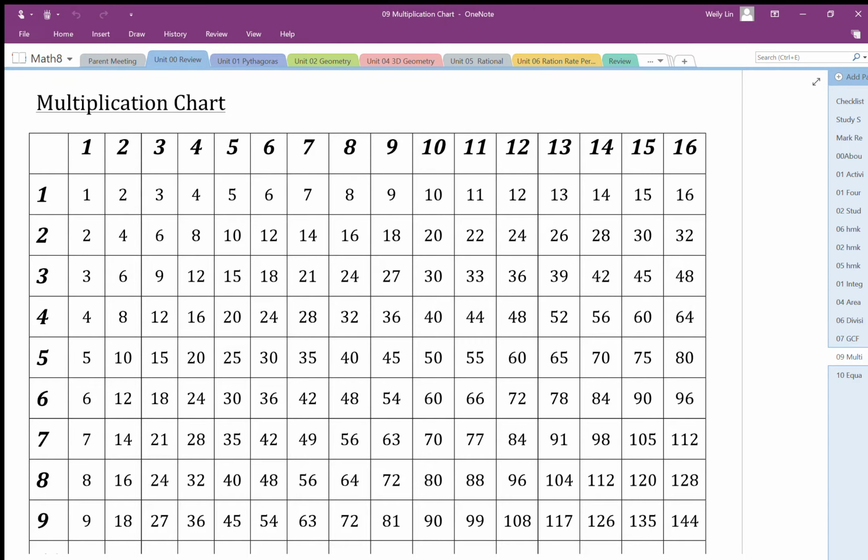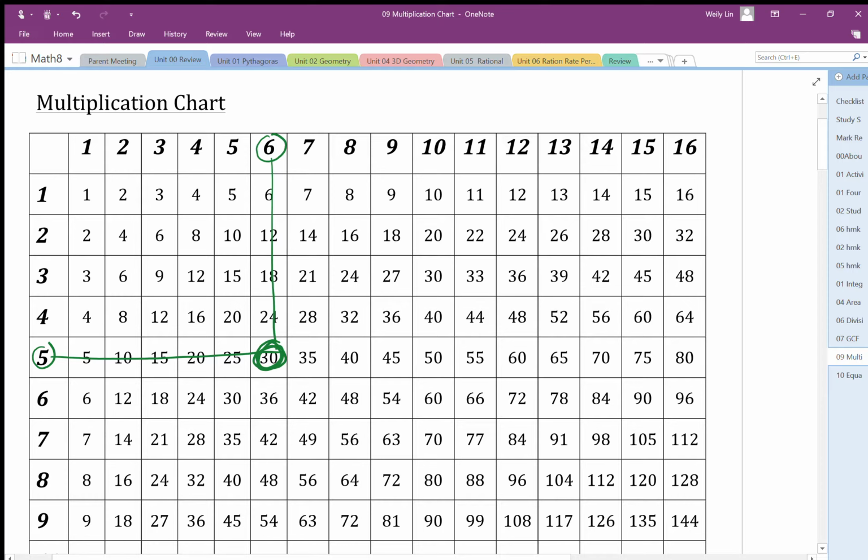When we do multiplication, it is useful to have a multiplication chart. Now, this multiplication chart works in this way: along the horizontal, we have one multiplier, and along the vertical, we have another multiplier. So, for example, if we do 6 times 5, I'm going to come across, and I get the answer 30. So my product of 6 times 5 is 30.